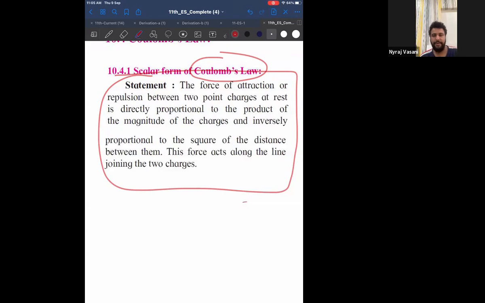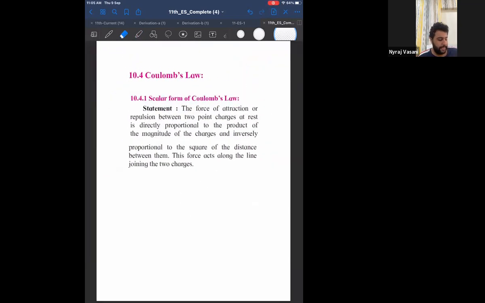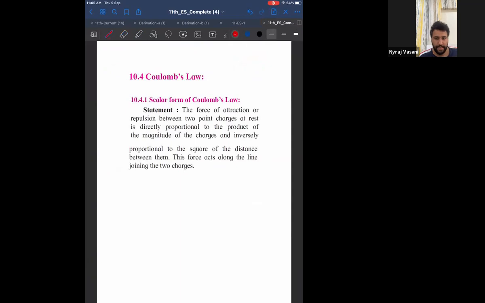Okay, now below this, you have written the statement, and I want all of you to remember the statement as it is. In other words, you cannot write this statement in your own words. Now below the statement, write down side heading derivation.